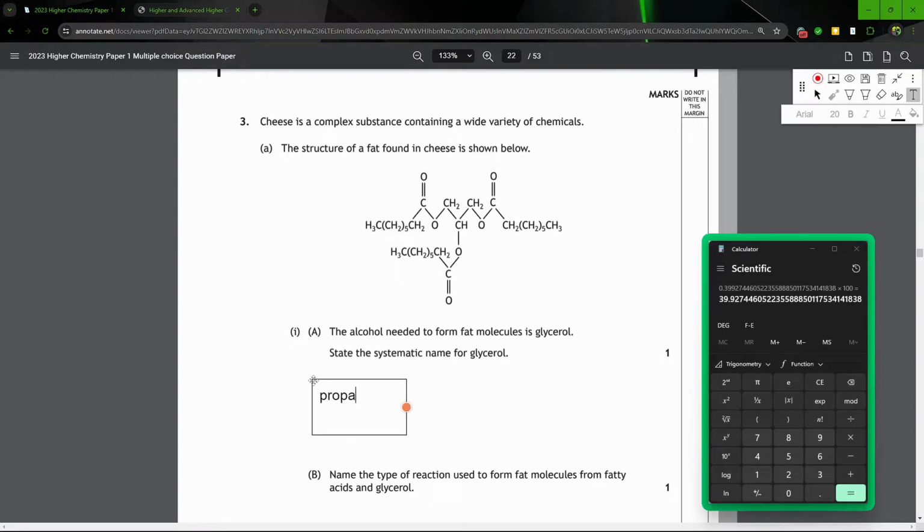Stay with me now. Propan-1,2,3-triol. I think it might be propan, but no, there we go. It's right there. And it does accept propan-1,2,3-triol. I think I do want you to say propane-1,2,3-triol, but whatever. It's this.